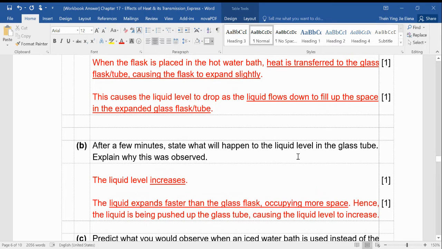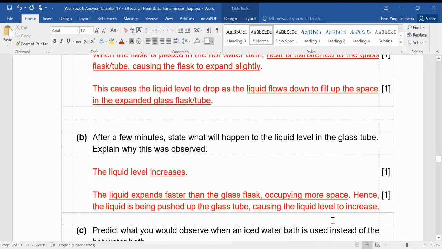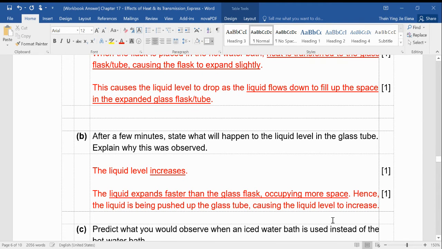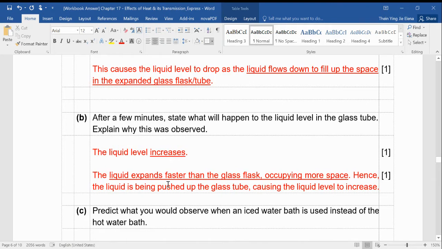Part B. State what will happen to the liquid level. After a while, it will increase, because the liquid will expand faster, that's why it will occupy more space, so it will be pushed upwards. Because we know that the particles in the liquid are already further apart. So when it gains more heat, it's easier for it to become further apart.